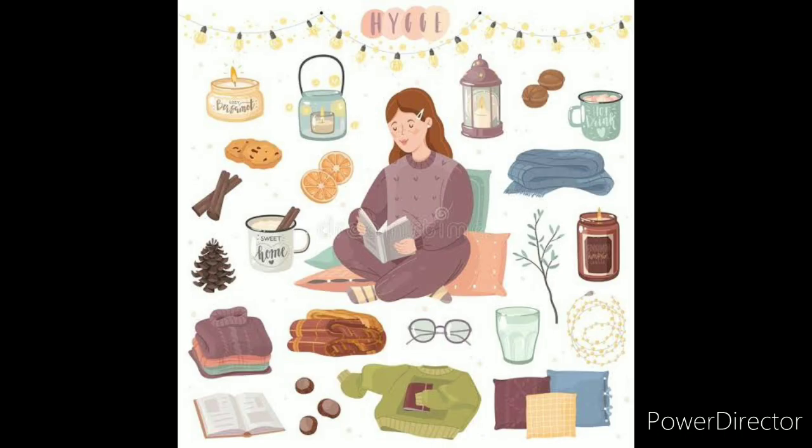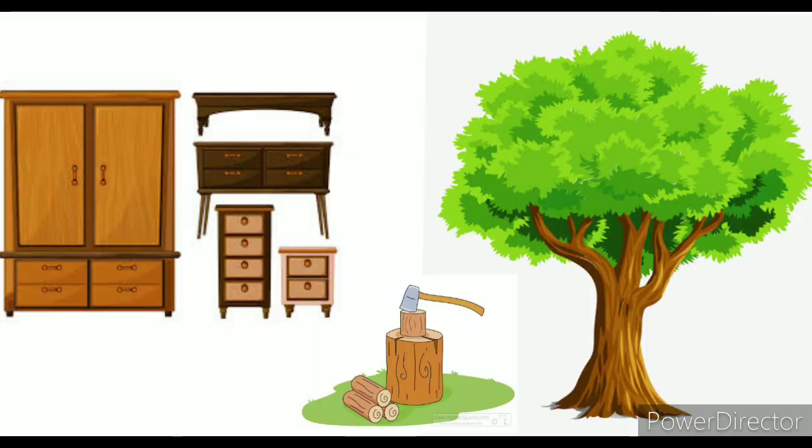Now, man has made things for his comfort, and these things are made by using the materials from nature. For example, we make cupboards, tables, drawers, etc., all the furniture from the wood obtained from trees. So, the trees are being cut down and these different furnitures are being made.